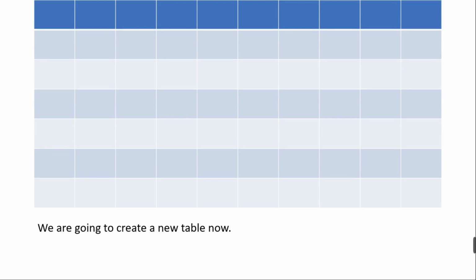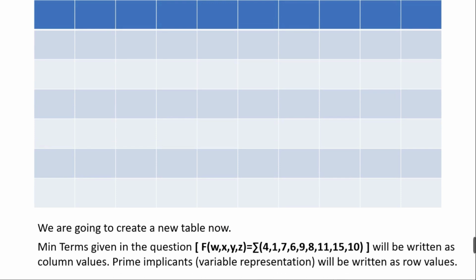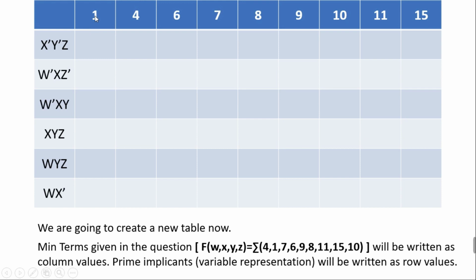At first we're going to create a new table. The table will look something like this, with some rows and columns. What are we going to put in the rows and columns? The min terms given in the question, and here's the question I have written for your convenience, will be written as column values. So that it gets better for our understanding, I have written them in sequential order: 1, 4, 6, 7, 8, 9, 10, 11 and 15. These are the min terms that were given in the question.